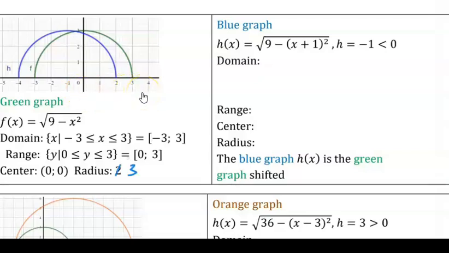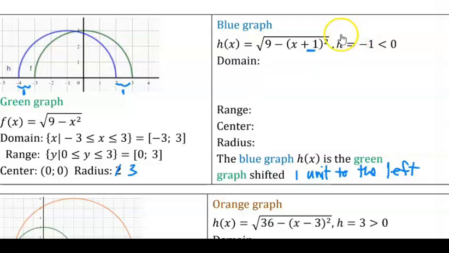So our blue graph is exactly the same as our green graph, but in this case we can see that there is a difference of 1. So it shifted 1 unit to the left. Green graph shifted 1 unit to the left. It did not shift up or down, so that's why we have that equation there.